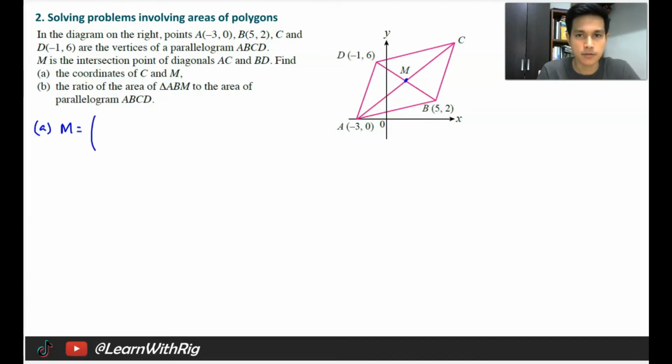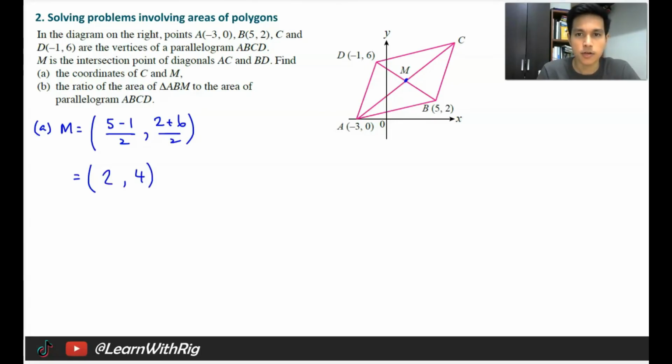So in this case, you get (5 plus negative 1) over 2, and then (2 plus 6) over 2. So you should get 4 divided by 2, which is 2, and 8 divided by 2, which is 4.